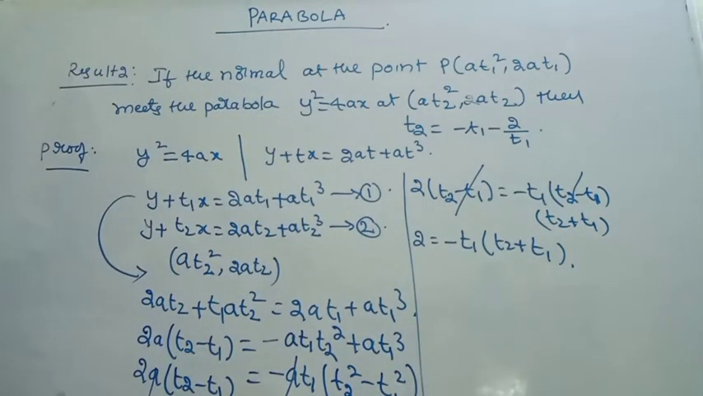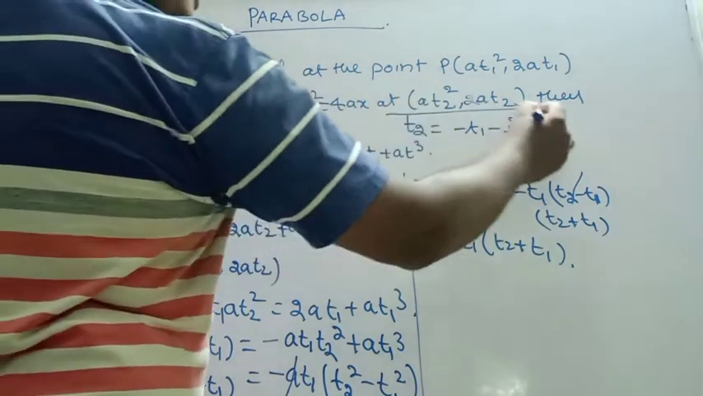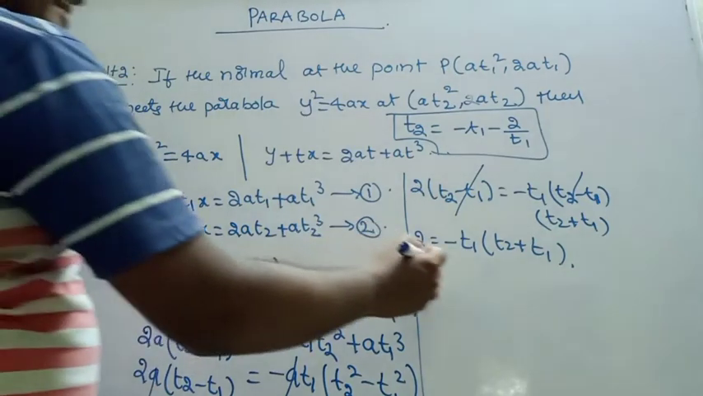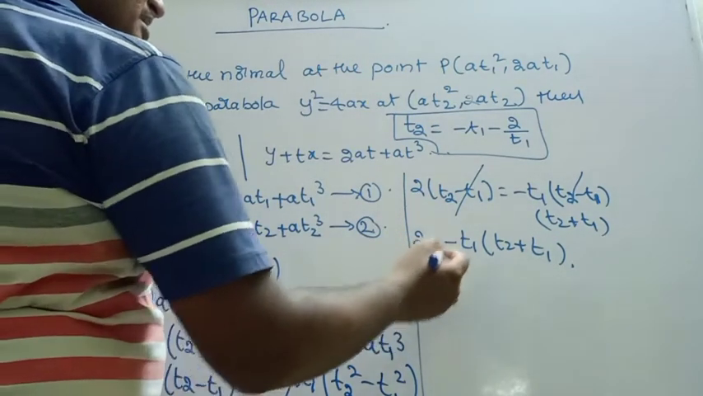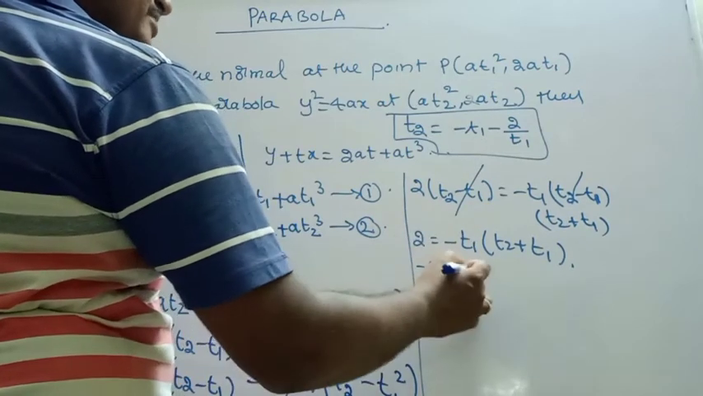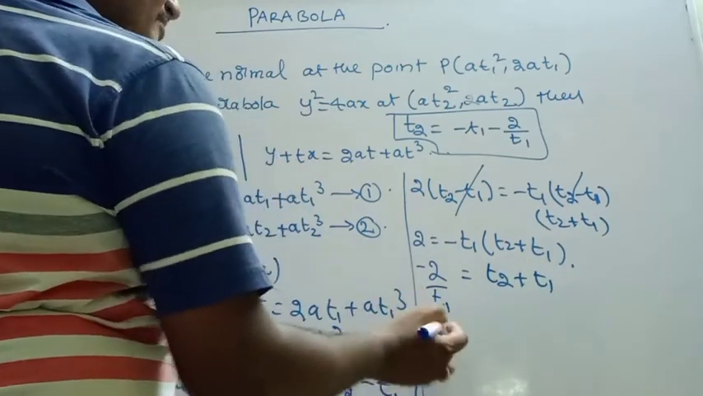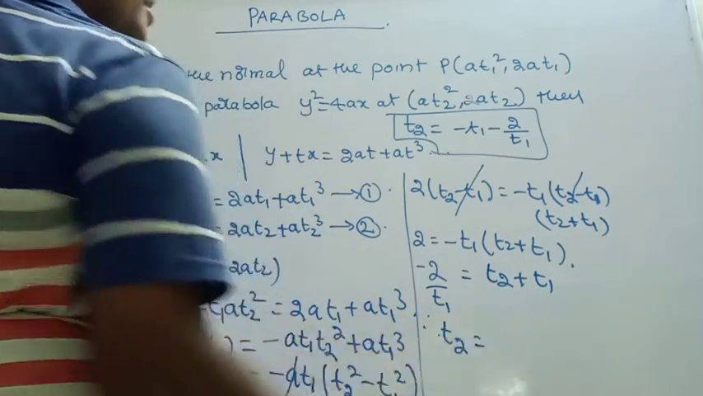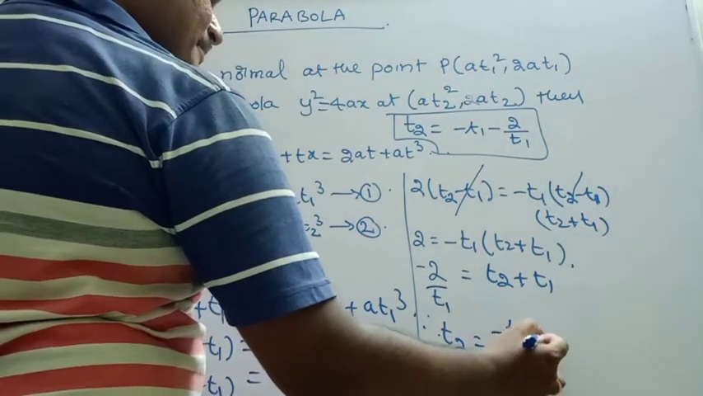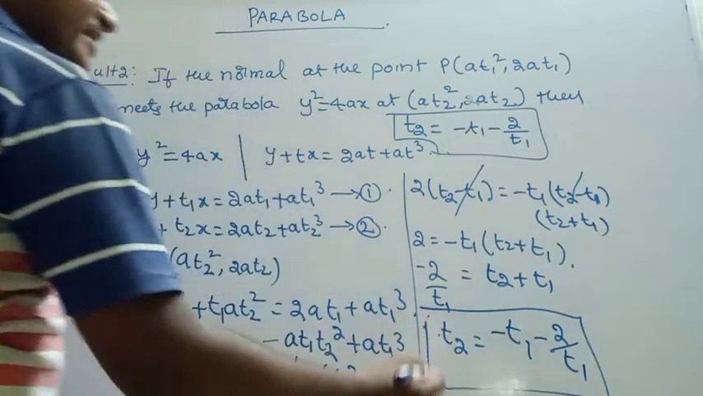Wonderful. Now we need to make t2 the subject to prove this result. You see, my dear students, this is 2 divided by minus t1, that is equal to t2 + t1. From that, if you make t2 the subject, what we get is t2 = -t1 - 2/t1.